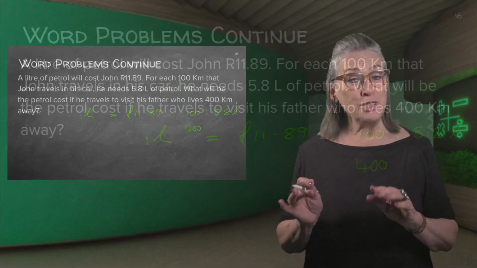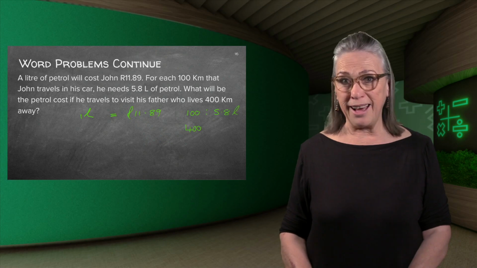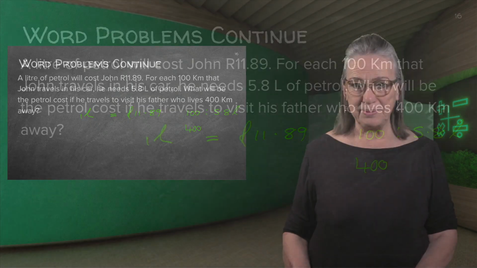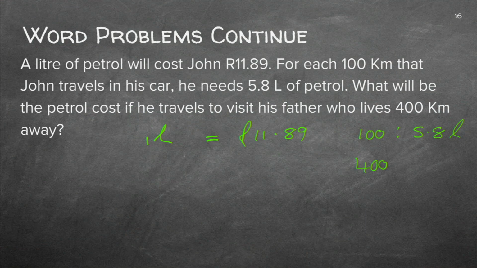Now, please, I want you to pause, see if you can work this one out, and then check your answer after this. Okay, so let's see if you managed to work this out. 1 liter is 11.89 rand, and every 100 is 5.8 liters. So I think he's going to need 4 times 5.8, and every liter is 11.89. I think that is what we have to establish, okay?